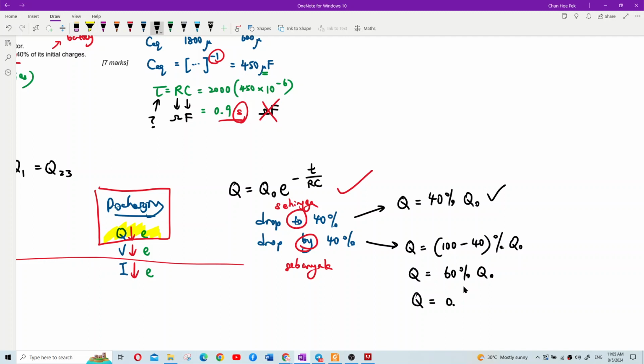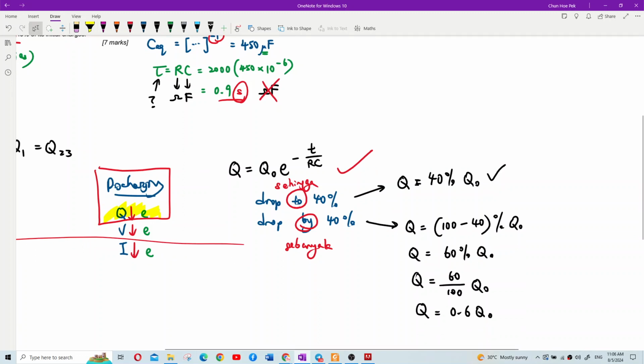So this is 60% means 60 over 100, 60 over 100 Q naught. So it becomes 0.6 Q naught. Ini baru betul. Kenapa you buat yang salah tu?